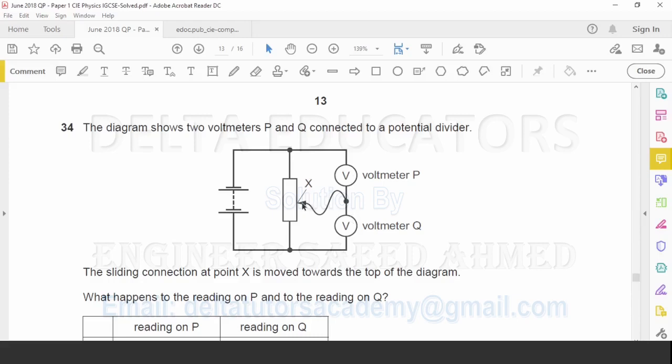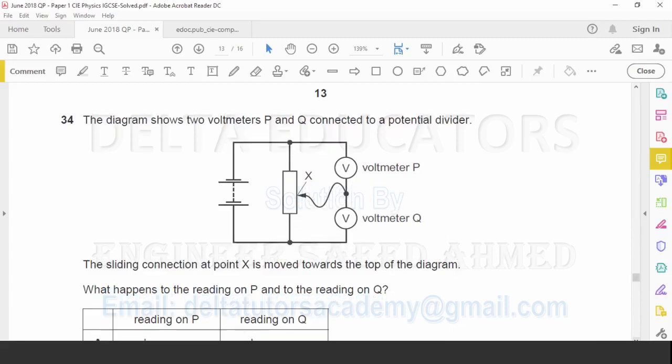If we move this sliding connection, this sliding bar in the upward position, then the voltage across this voltmeter P will be decreased and across this voltmeter Q will be increased. If we move this sliding connection in the downward direction, then this voltmeter Q will show less voltage and this voltmeter P will have more voltage. Since here we are moving this sliding connection to the top, so here voltage in voltmeter P will be decreased and voltage across this voltmeter Q will be increased.